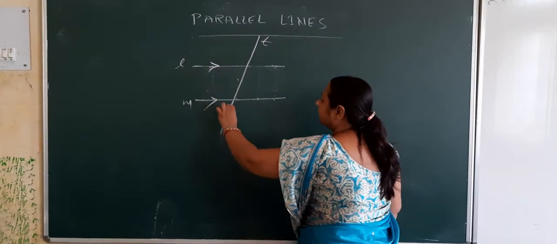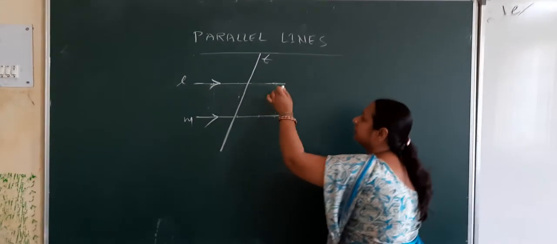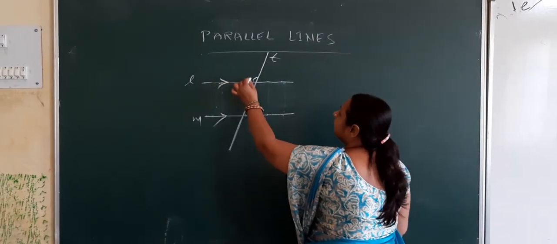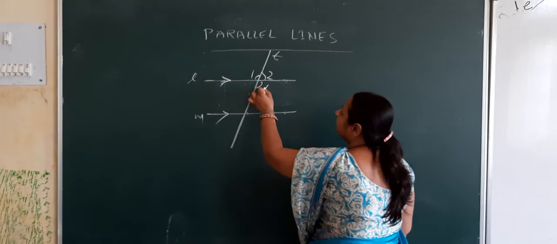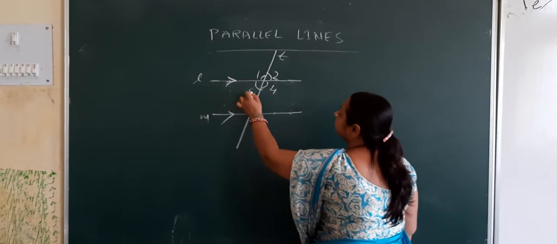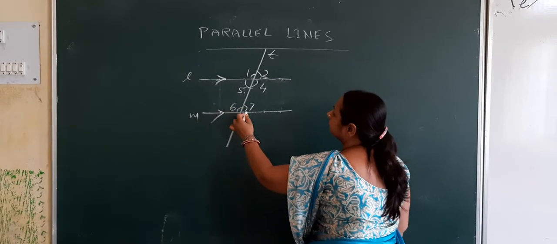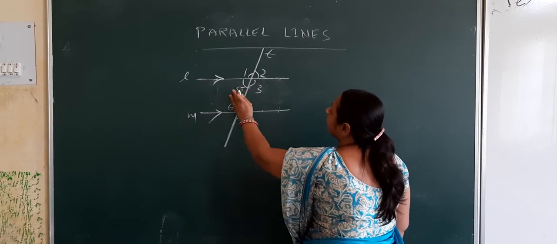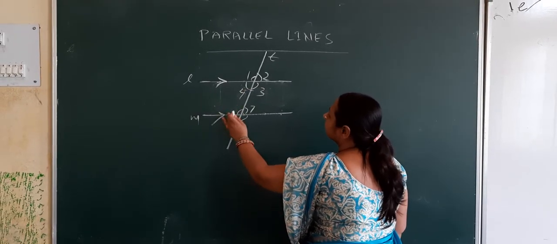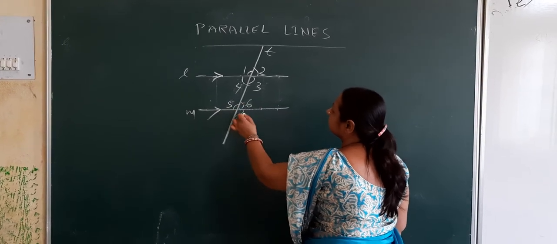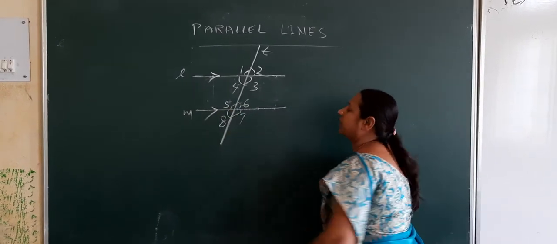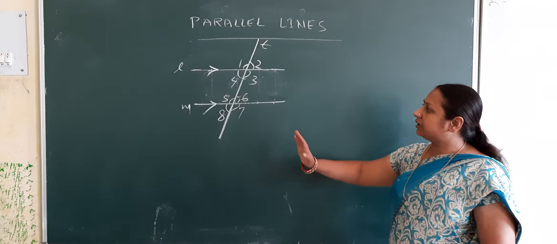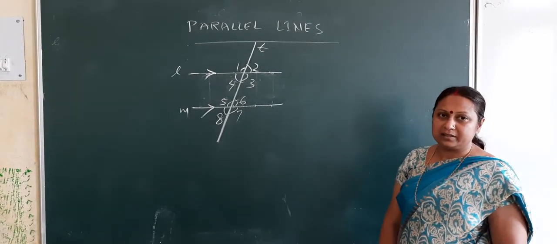So when a line cuts these two parallel lines, that is a transversal line. We can see here that the line makes 8 angles. This transversal line made 8 angles with the parallel lines. Now we will see the relationship between these angles.